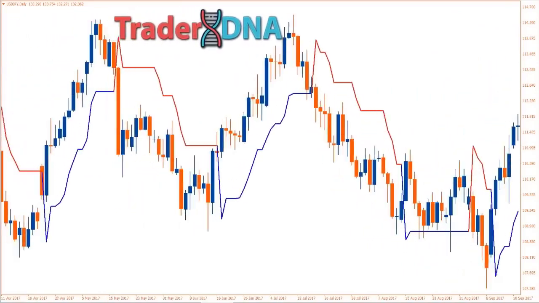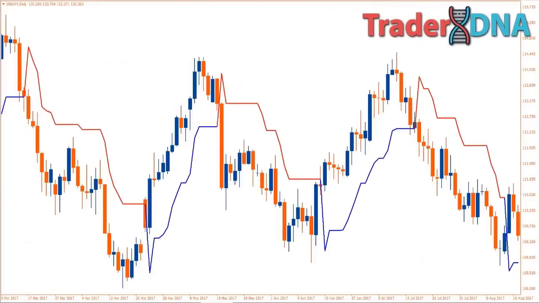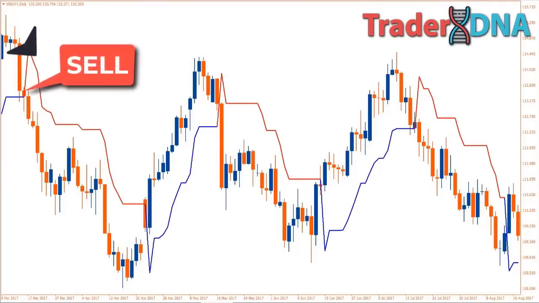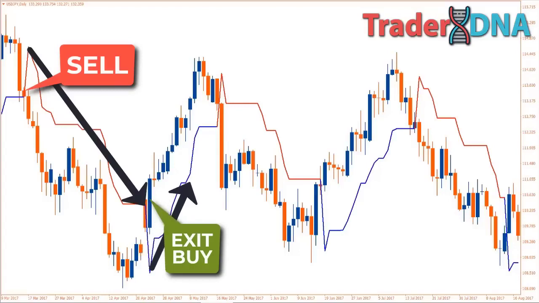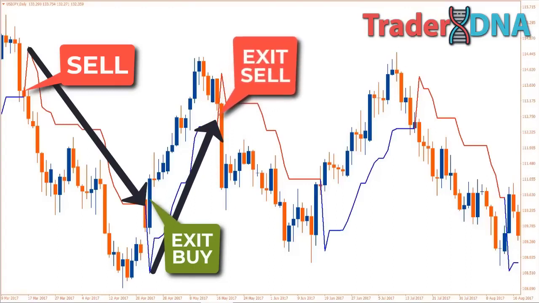It is a type of moving average indicator that uses the average true range, or ATR, to adjust its values based on market volatility. The ATR is a measure of a market's volatility and is calculated by taking the average of the true range over a specified period. The true range is the greatest of the following: the current high minus the current low, the absolute value of the current high minus the previous close, or the absolute value of the current low minus the previous close.